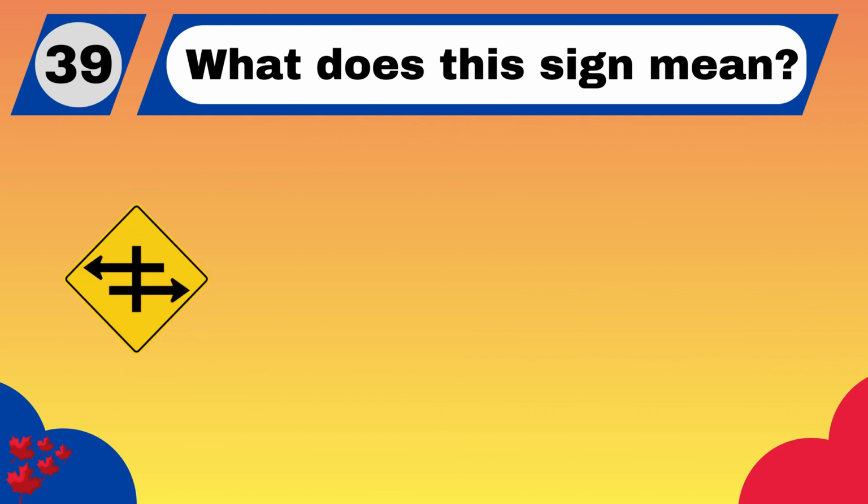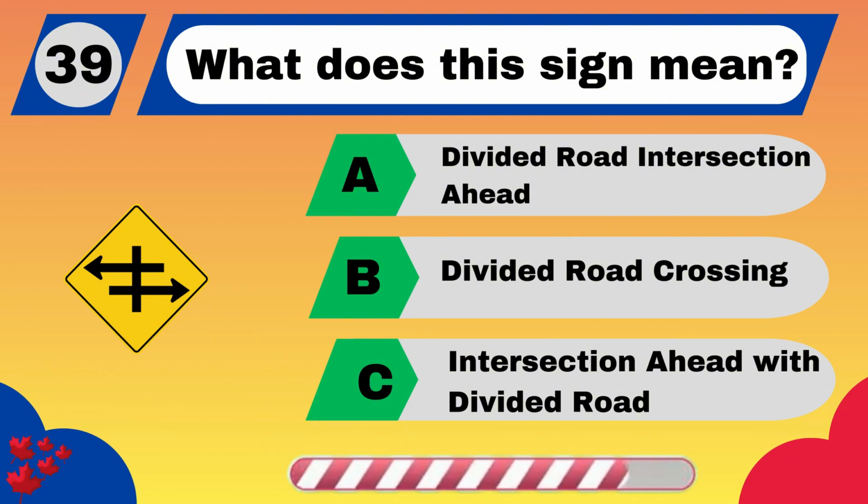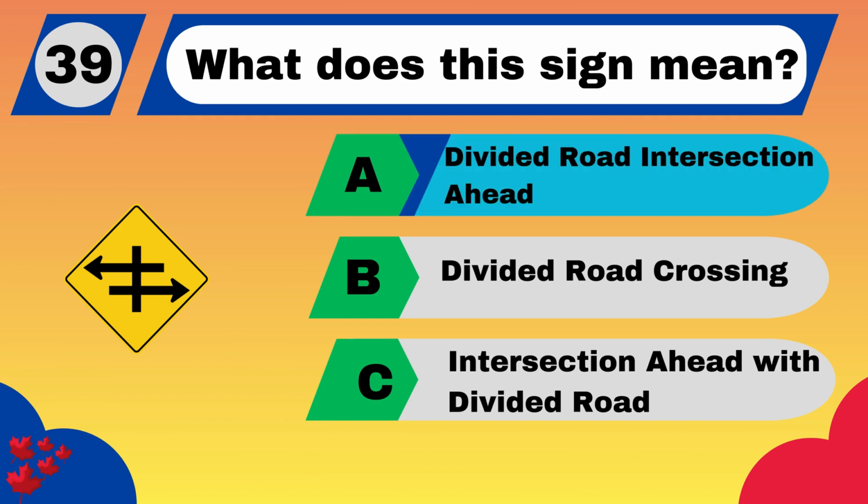Question 39. What does this road sign indicate? A. Divided road intersection, ahead. B. Divided road crossing. C. Intersection ahead with divided road. That's the one. A. This sign warns of a divided road intersection ahead.